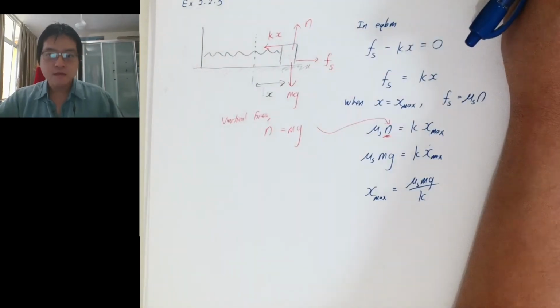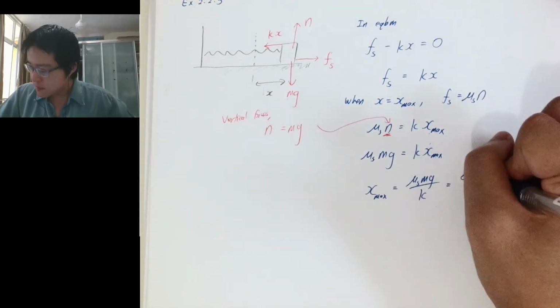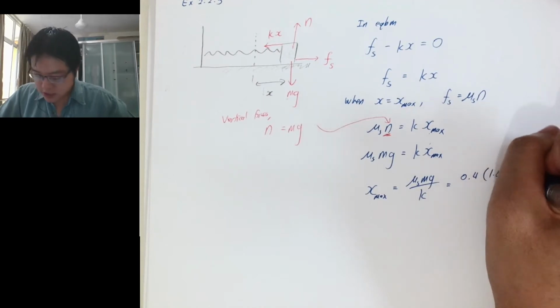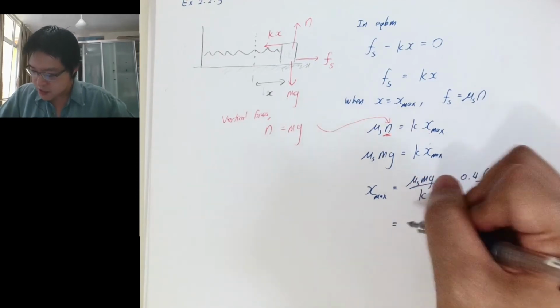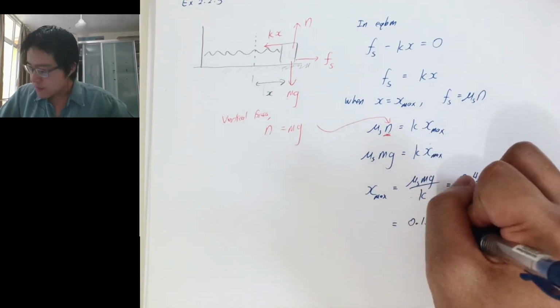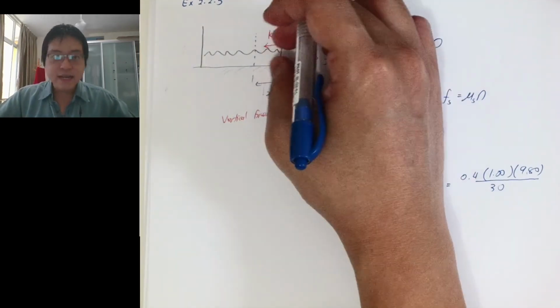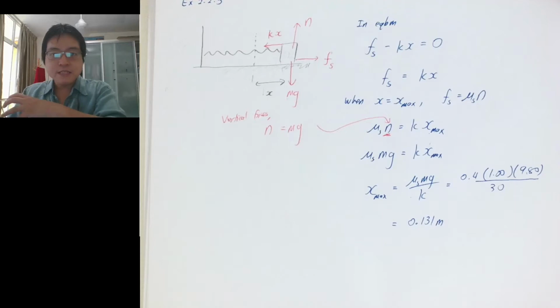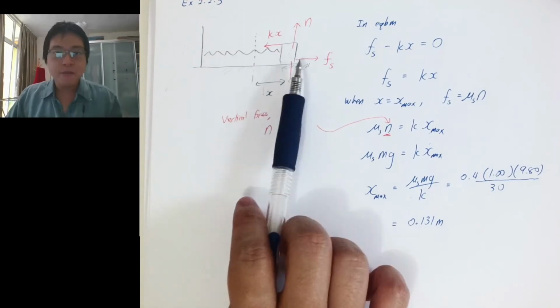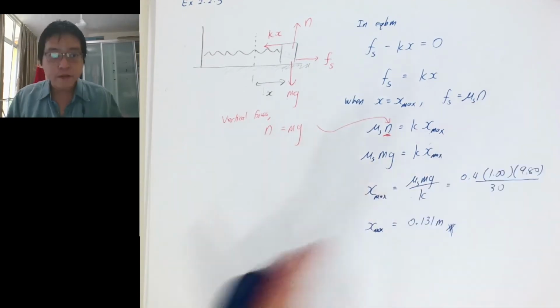Okay, so we just need to plug in the values, right? The coefficient is given to be 0.400, the box is 1 kg, gravity is 9.8, and the spring constant is 30. If we punch in all the numbers, you get 0.131 meters. So the maximum distance you can pull this is 0.131. Anything less than 0.131, it will stay there. But if I pull it more than 0.131, the spring force will be quite high. It will overcome the friction, and therefore it will not remain in static friction anymore. So my maximum extension is 0.131.